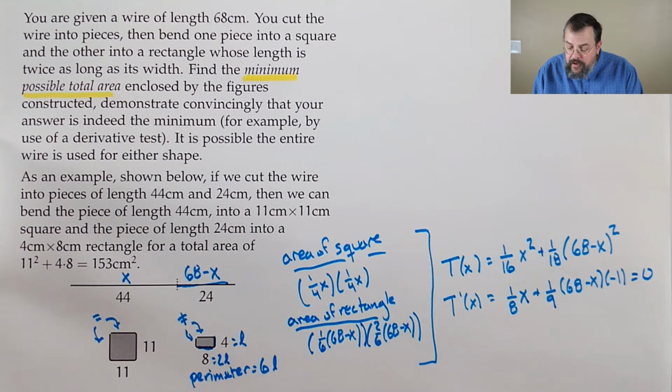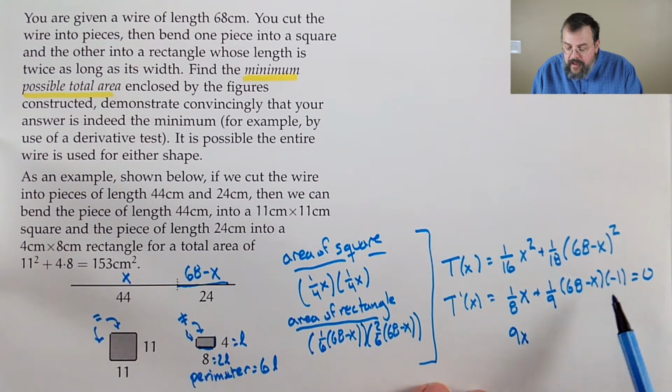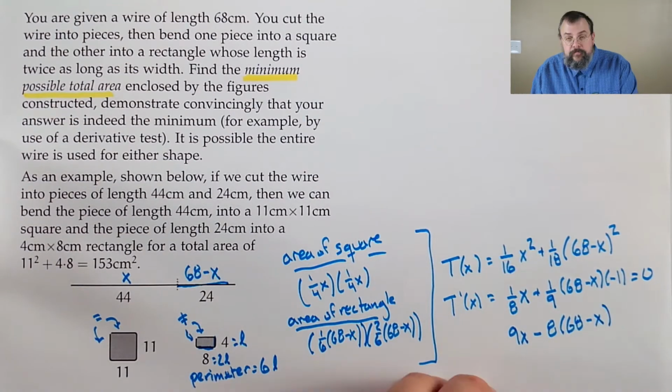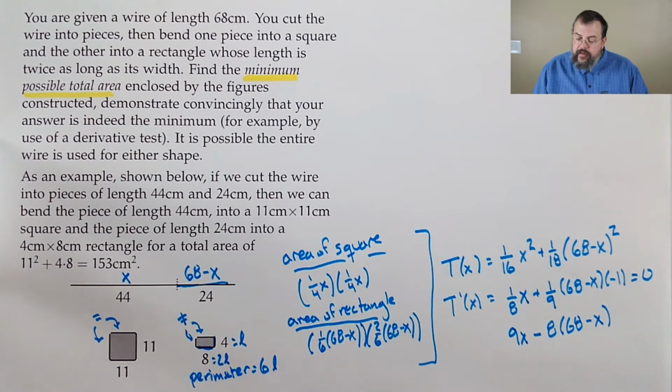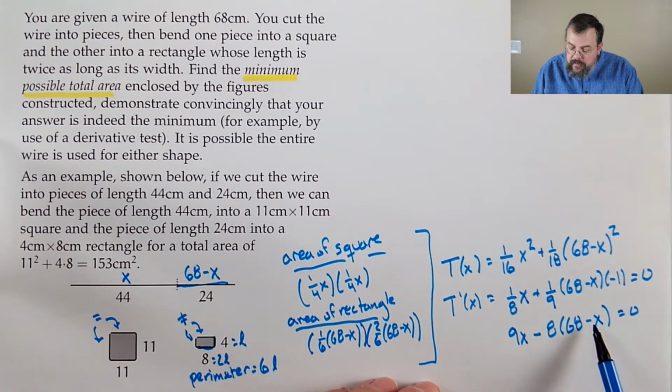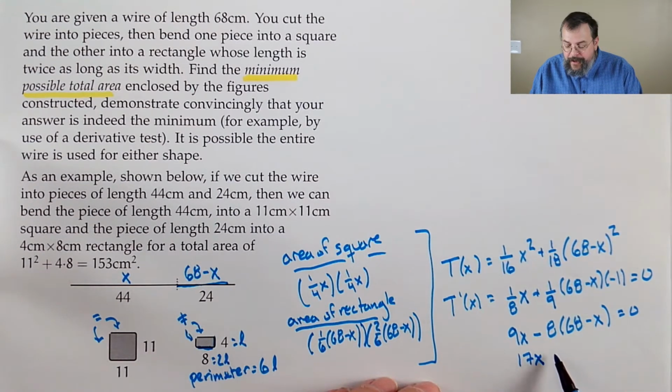Okay, so let's multiply by enough to get rid of our fractions. I want to multiply by a number big enough that it's divisible by 8 and divisible by 9. 72 will do it. So multiplying everything by 72 gets us 9x minus 8 times (68 minus x). Okay, so far so good. That's still equal to 0. Of course, we can multiply this out. So 9x, minus minus makes a plus 8x. 9 plus 8 is 17x. And 8 times 68, I'll leave it as 8 times 68. Hopefully something nice happens. That can move to the other side.